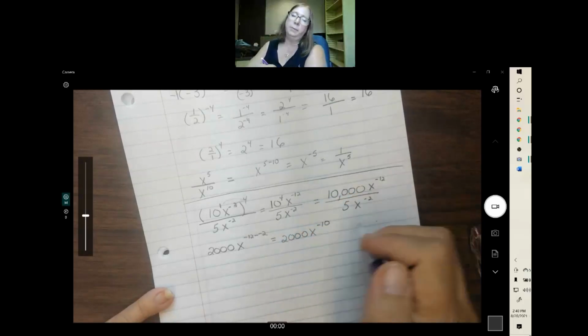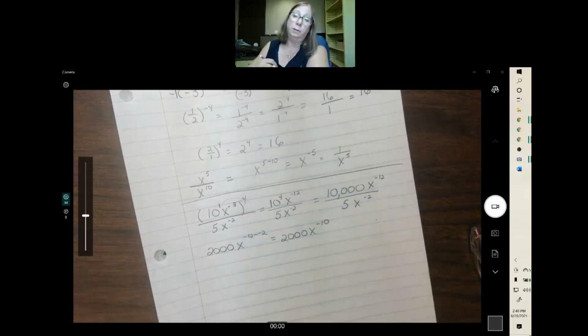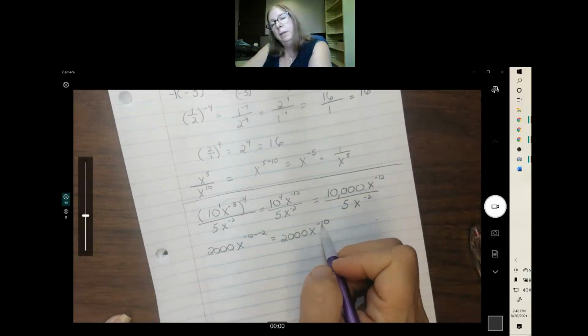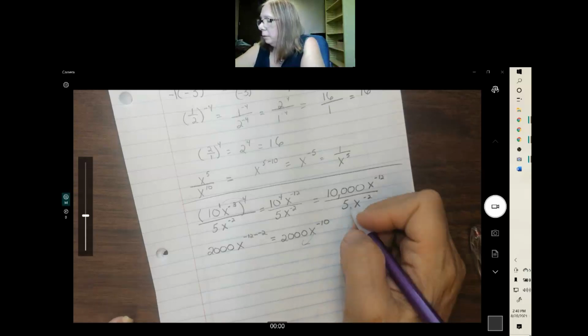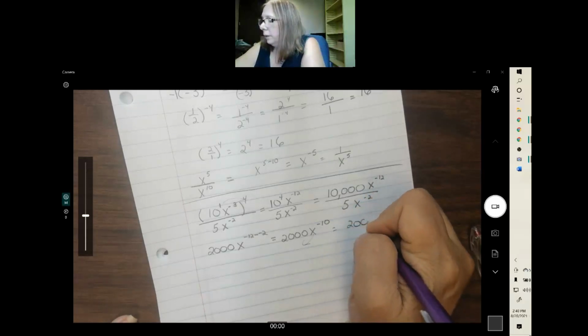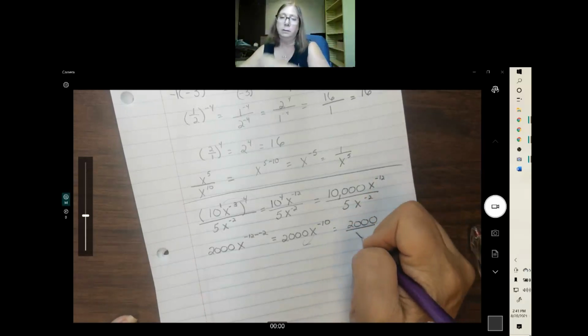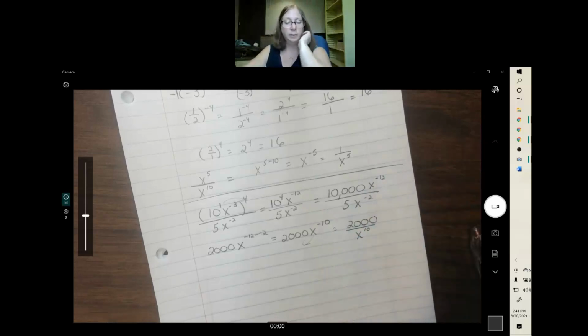Now, if you plug this into MyLabs, they're going to mark it wrong because you can't keep a negative exponent, we need to move the part with the negative exponent down to the bottom. So we have 2,000 over x to the 10th. Any questions on that one?